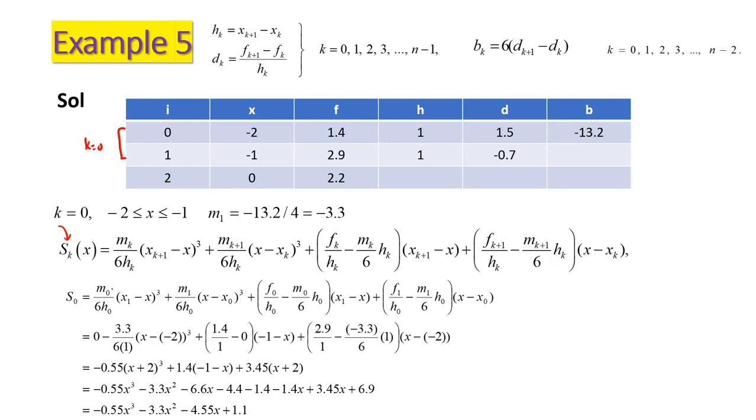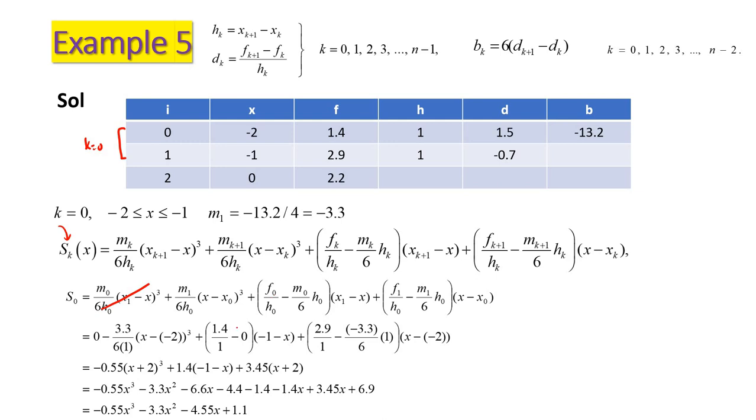Later on, for the natural cubic spline, M naught is 0, so this term is 0. We have M2 here, but we don't have M2 in this piece, so plug in M1, the value negative 3.3 divided by 6. H1 is 1, so times x minus x naught. X naught is negative 2. Then plug in correspondingly.